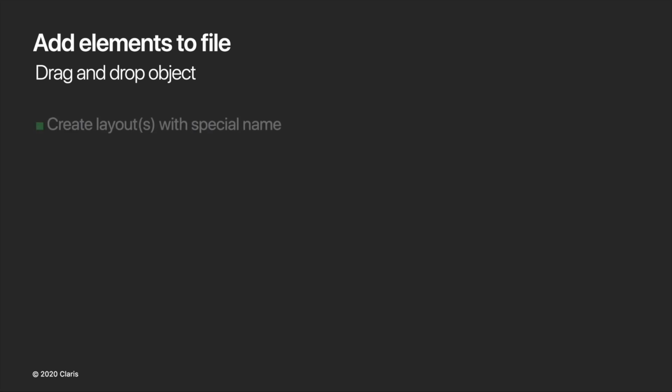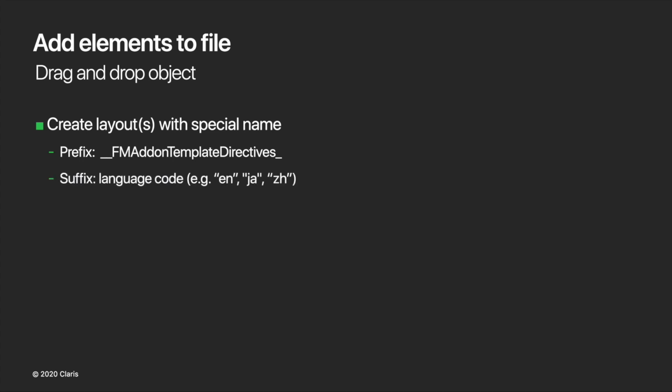To do this, first we'll need to create one or more layouts with special names. The layouts will have a special prefix. That's 2 underscores at the beginning. And to support the ability to have slightly different drag and drop objects for different languages, we'll append a language code to the layout name. So here are a few examples of possible layout names.